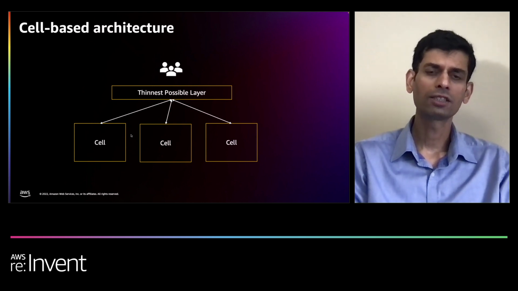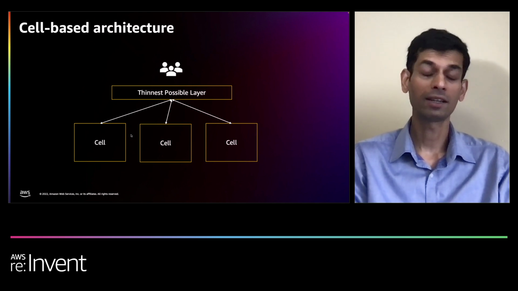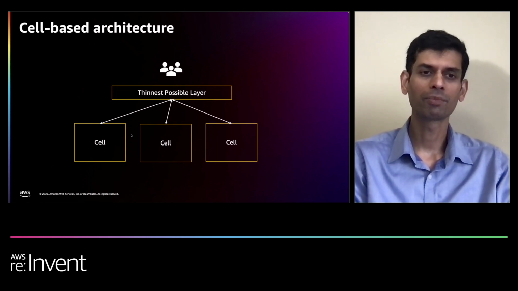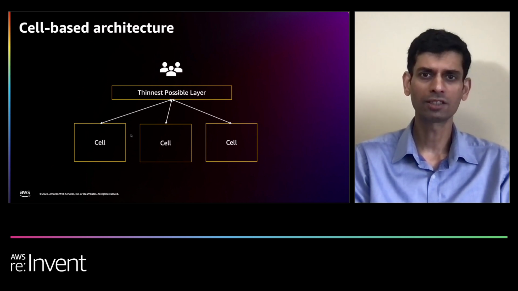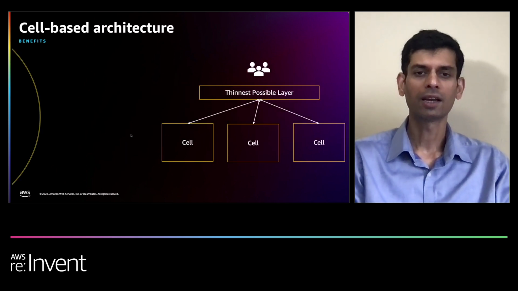Do not confuse this with things like spreading across availability zones or regions, which provides physical isolation at the infrastructure level. This isolation is at a logical, application level, where the application environments themselves are separated from one another. Then finally, you build a thin layer on top to route traffic to these cells. We call it the thinnest possible layer, just to remind everyone that this should not be some complex logic, but an efficient routing mechanism. So let's look at some of the benefits of this architecture.